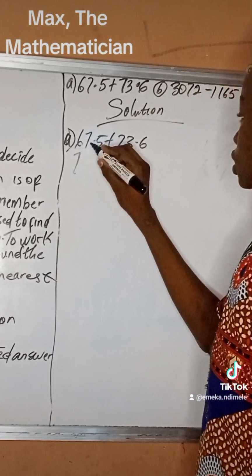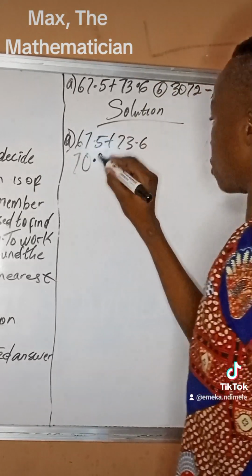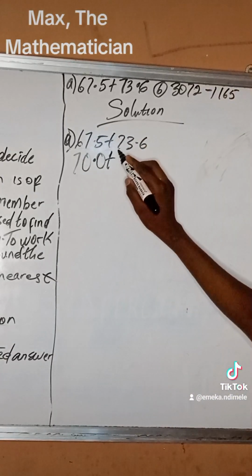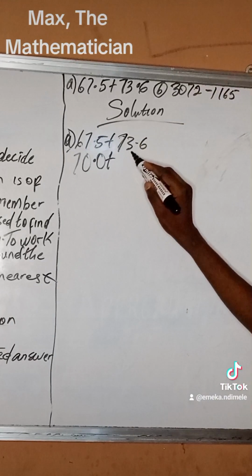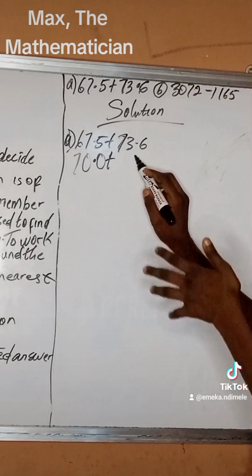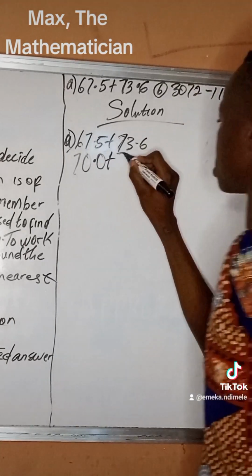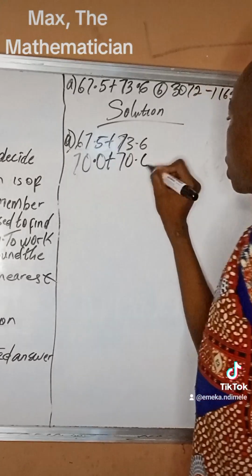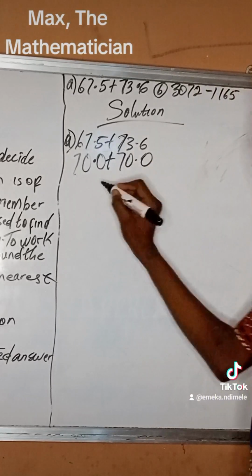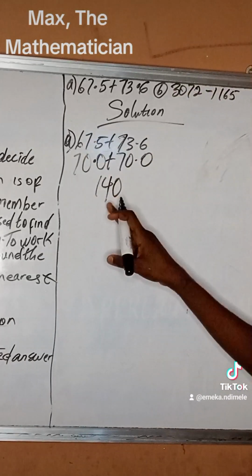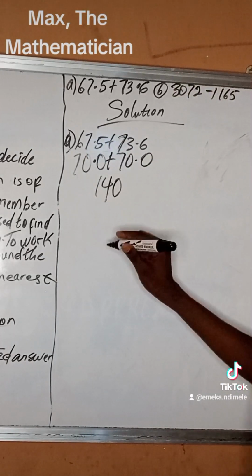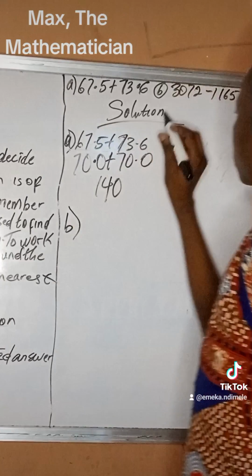7 is in the range of 5 to 9, so you add 1 to 6, it becomes 7. Then this 7 becomes 0, then the 5 here becomes 0. Plus this 73.6. The 7 here is the first significant figure, and the decider is 3. 3 is in the range of 0 to 4, so you disregard the number, and that will become 70.0. That is 70 plus 70, that is 140. If you add this, your answer will be close to this 140. So let's go for number 2.